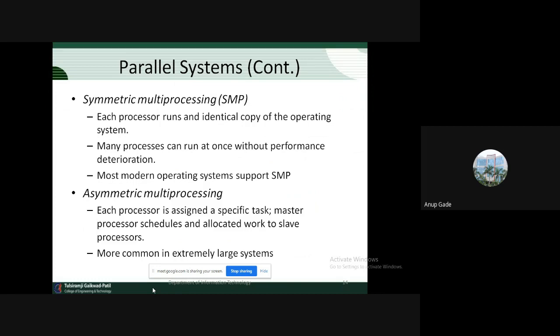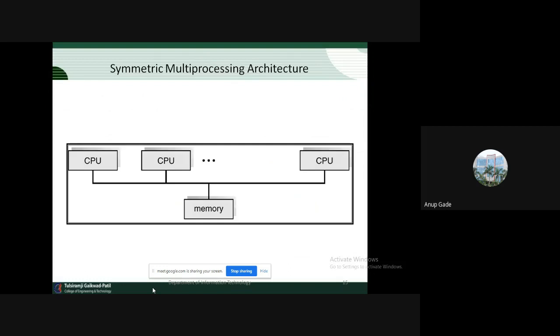Then symmetric multiprocessing, SMP. Each processor runs an identical copy of the operating system. Many processes can run at once without performance deterioration. Deterioration is avoided here. And most of the modern operating systems which are available support symmetric multiprocessing. Then asymmetric multiprocessing: each processor is assigned a specific task. A master processor schedules and allocates work to all the remaining, or slave, processors. This is more common in extremely large systems where client and server architecture is followed.